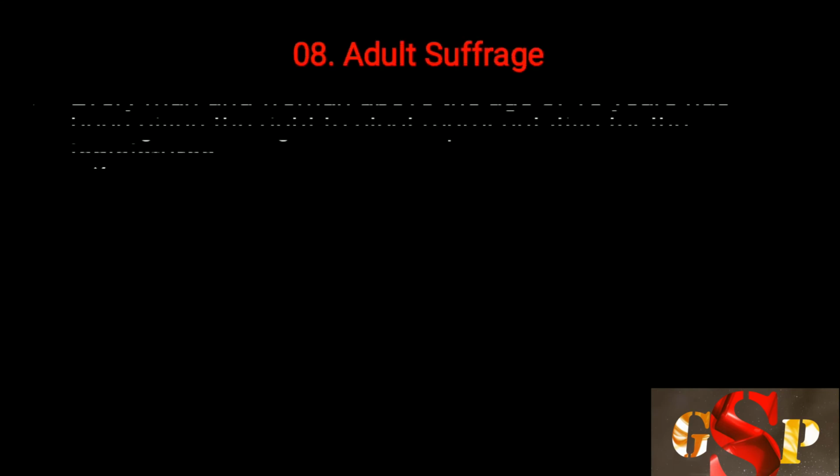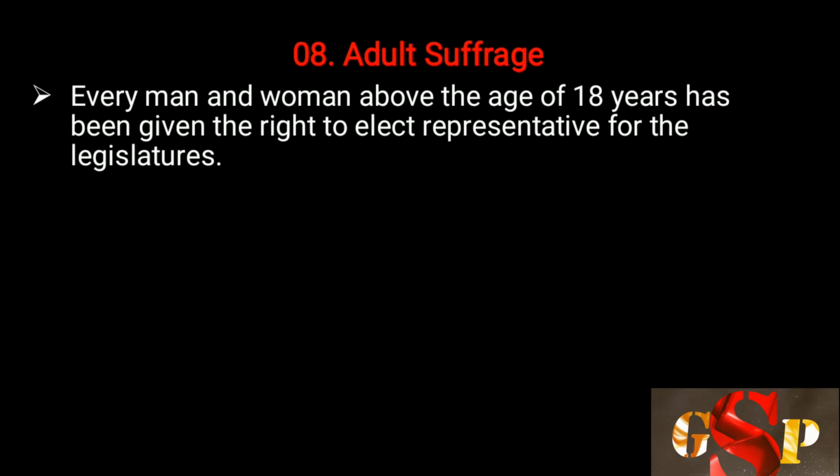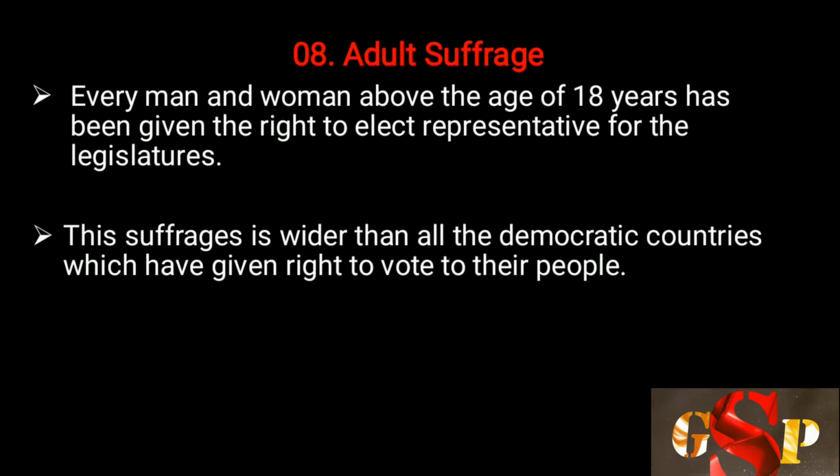Adult suffrage. Now, every man and woman above the age of 18 years has been given the right to elect representatives for the legislatures. This suffrage is wider than in all the democratic countries which have given the right to vote to their people.